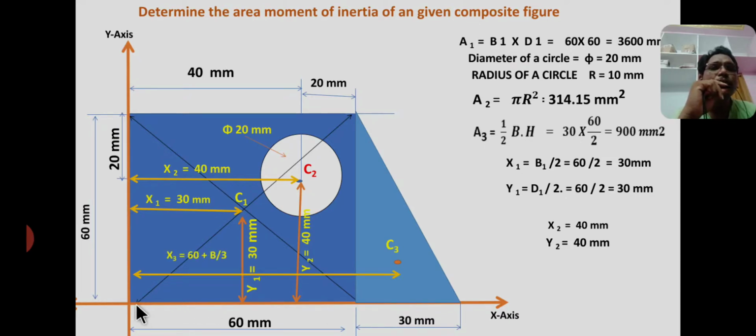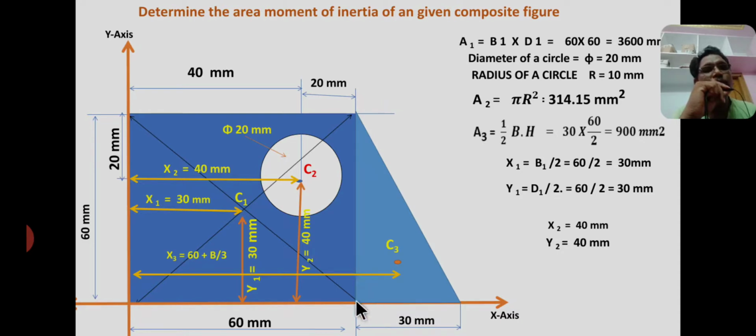x3 equal to base of a rectangle plus 1/3 base of the triangle. Already we have discussed in a previous slide, the centroid of a triangle lies at a distance of 1/3 part of base and 1/3 part of height from the right angle corner. From the right angle corner you have to consider 1/3 of base and 1/3 of height.